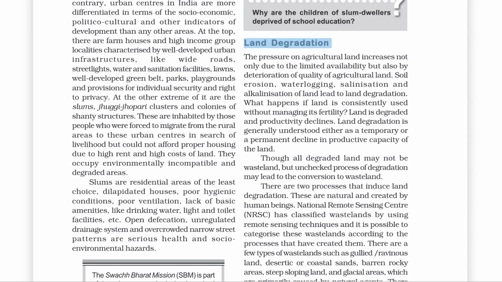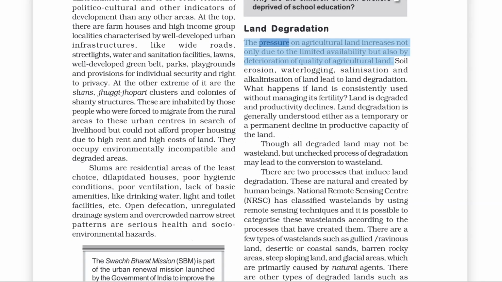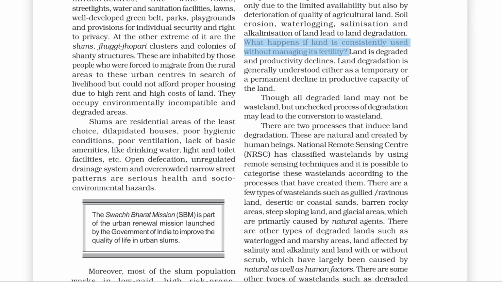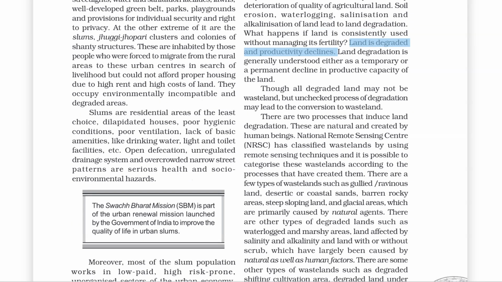Land degradation. The pressure on agricultural land increases not only due to the limited availability but also by deterioration of quality of agricultural land. Soil erosion, waterlogging, salinization and alkalinization of land lead to land degradation. What happens if land is consistently used without managing its fertility? Land is degraded and productivity declines.